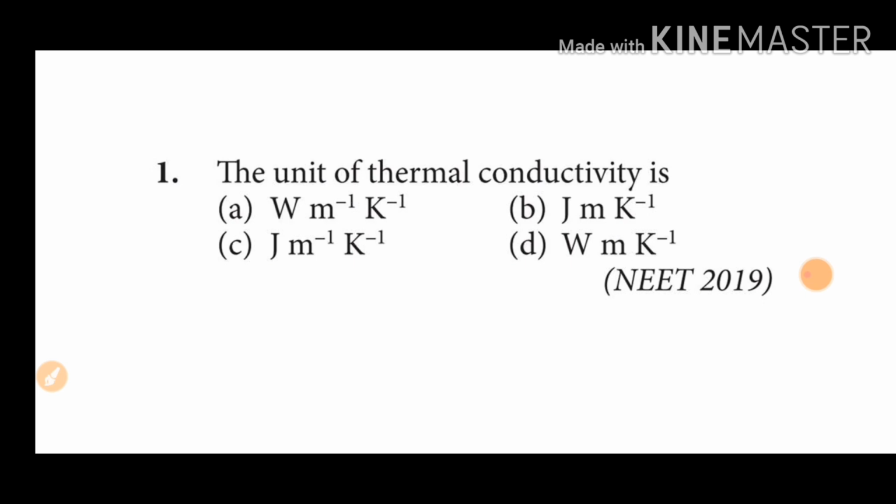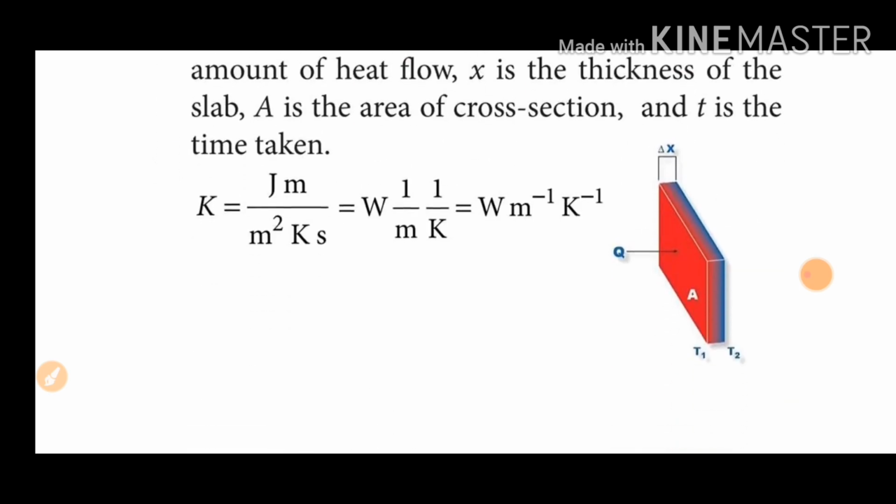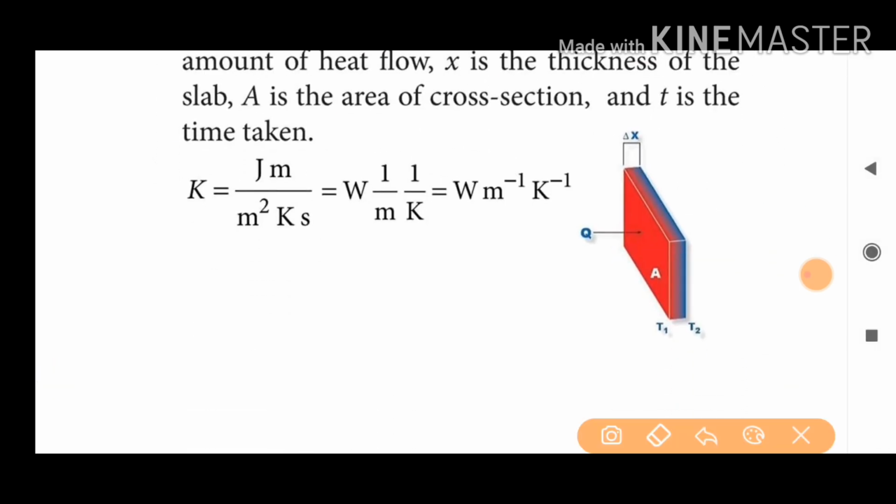This question is from NEET 2019. So first you have to know what is thermal conductivity. Thermal conductivity can be defined as the rate at which heat is transferred by conduction through unit cross-sectional area of a material, when a temperature gradient exists perpendicular to its area.